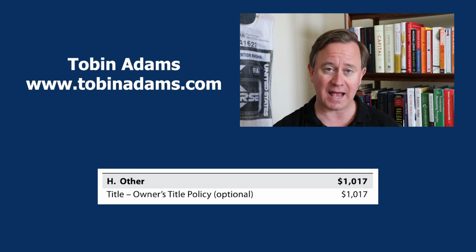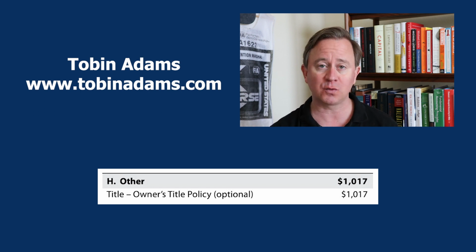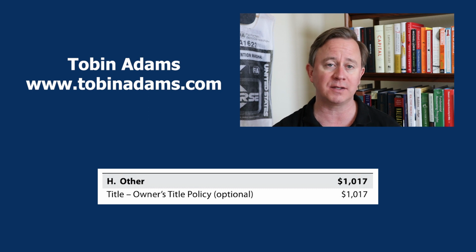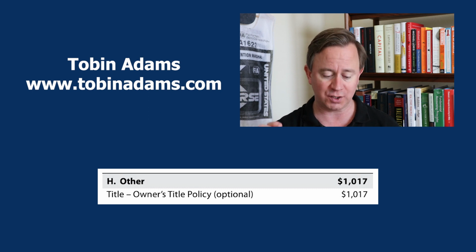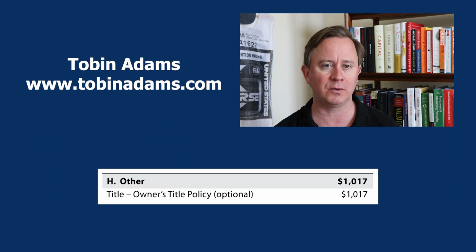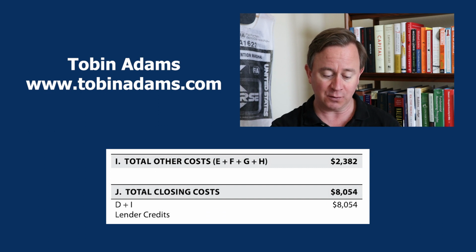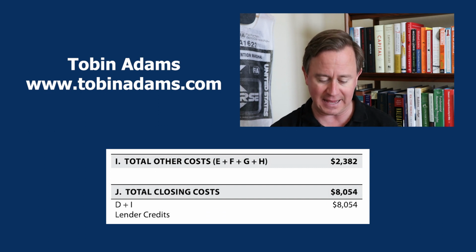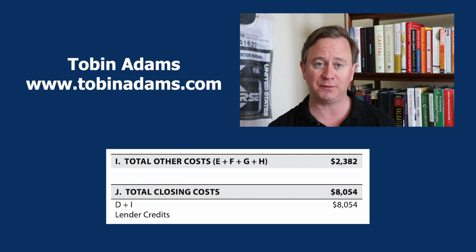Then section H, that is the title. That's where other things might go in, one of which is the owner's title policy. That's optional, but most people do it. It's generally a good thing to get. So then those get added up in section I, and then J is the total closing cost. So everything that's on the page, and it came out to $8,054.